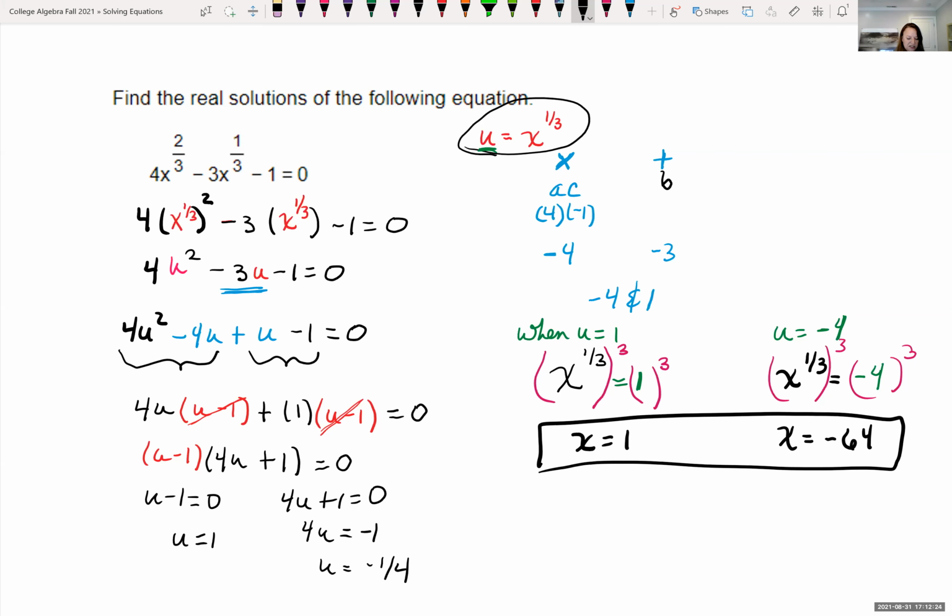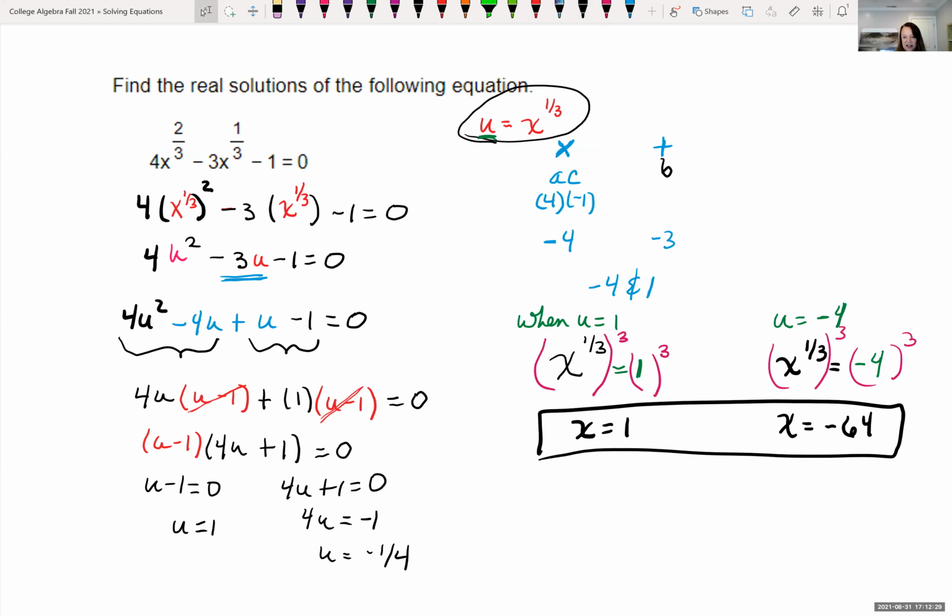Okay, so those were just some more examples of solving equations that aren't quadratic originally, but if we do some substitution, we can manipulate it to be a quadratic and use our tools to solve.